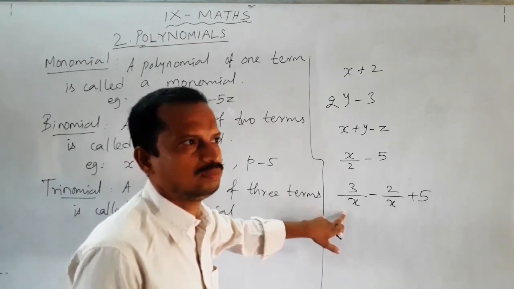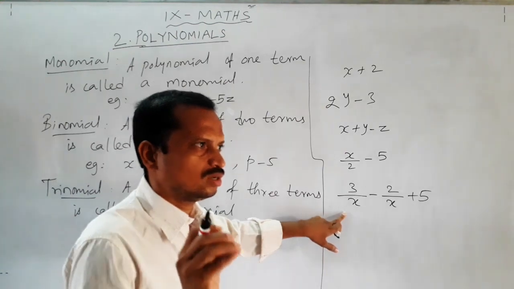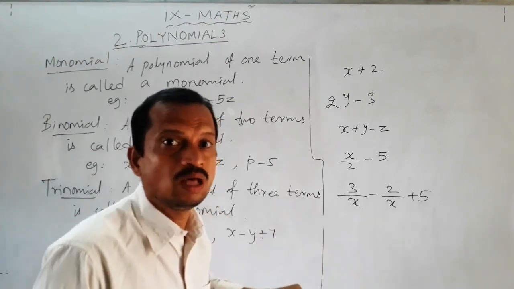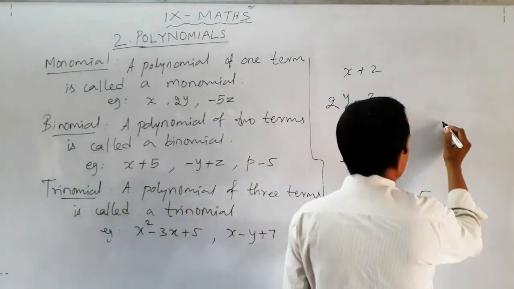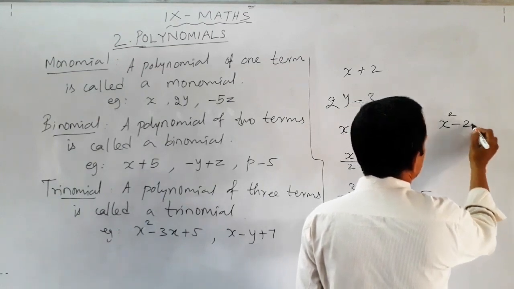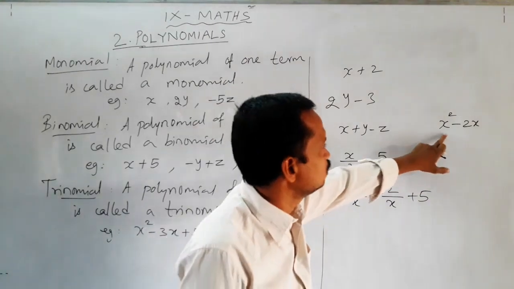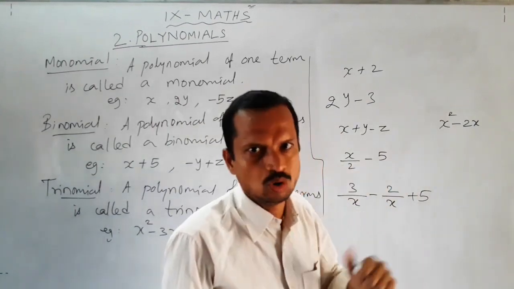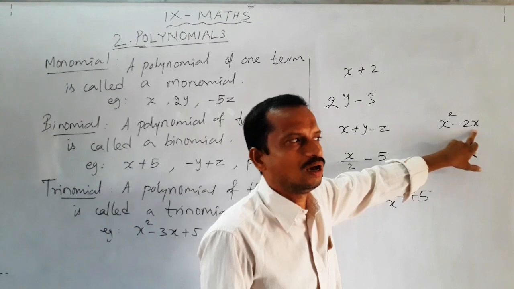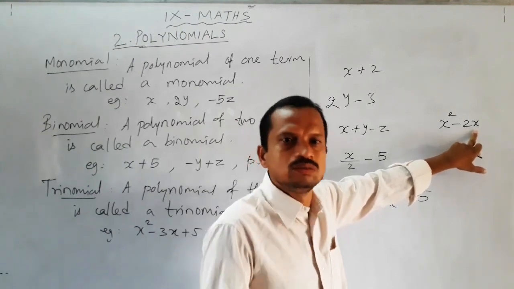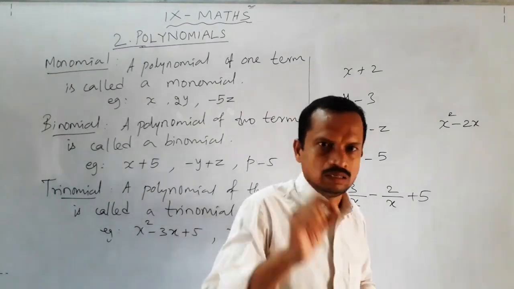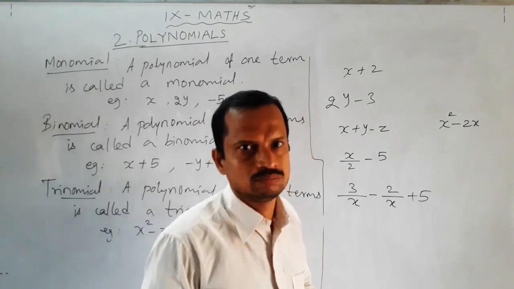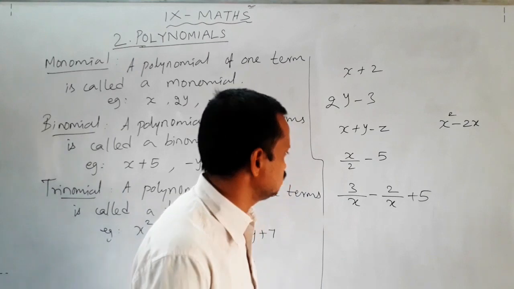Why, sir? Polynomial means, you have to focus on the variable whose power, that means exponent, is a whole number. For example, if you take x square minus 2x, then the variable is x only here. Here the exponent of x is 2, which is a whole number. Here x is the variable and its exponent is 1, so it is a whole number. Therefore, the exponent of each variable should be a whole number. That is the polynomial. But why, sir, is this not a polynomial?